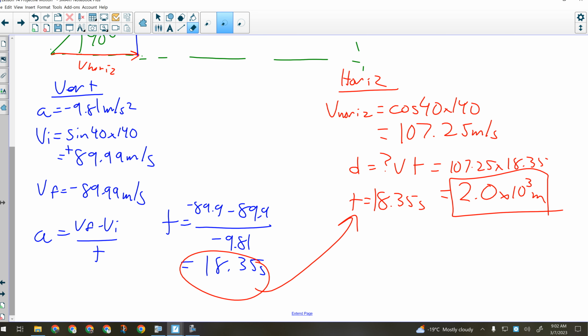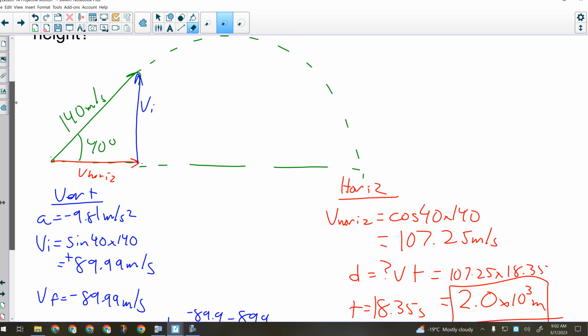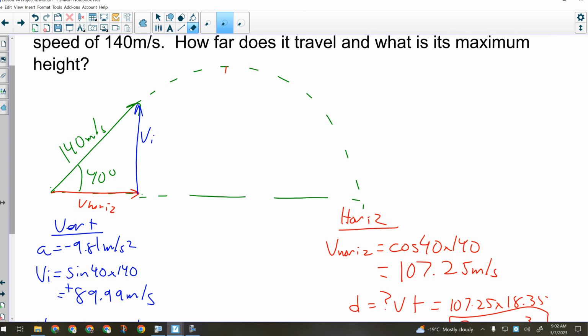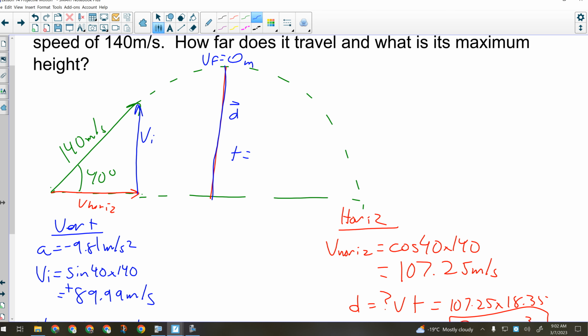All right, the next thing we need to calculate is the maximum height the cannonball would reach. To do that, we've got to go back to the diagram and recognize that our maximum height occurs right here, at the halfway point of the motion. So that'll be our vertical displacement. And what is VF at this point? 0. What's the time at this point? Half of the 18.35 seconds we calculated.